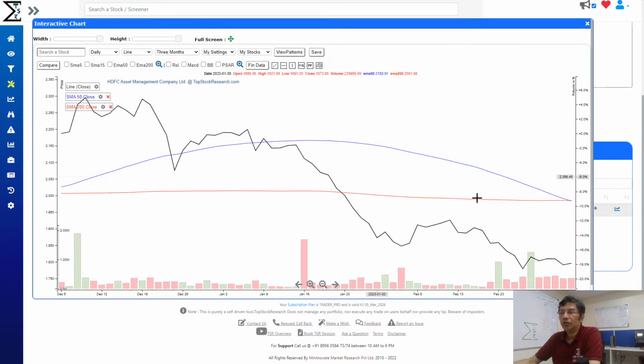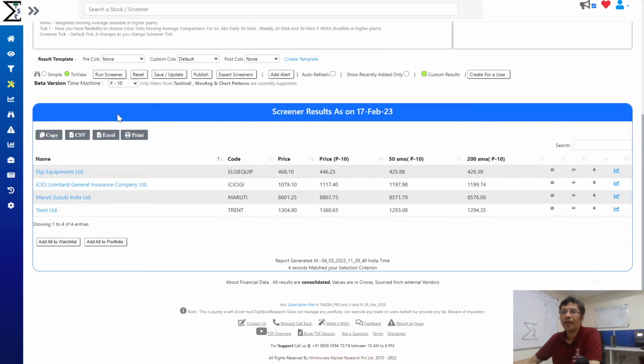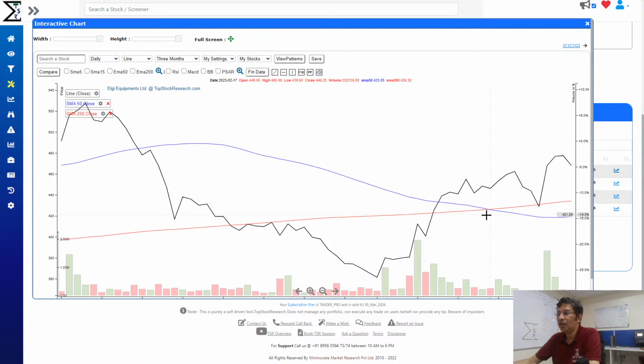Yeah, right. So basically this is where the crossover has happened. If you want to look at the previous tick, you can go back in the history, look at, let's say, P minus 10, wherever the crossover has happened. There were three or four crossovers on 17th of Feb. So just go and look at it.